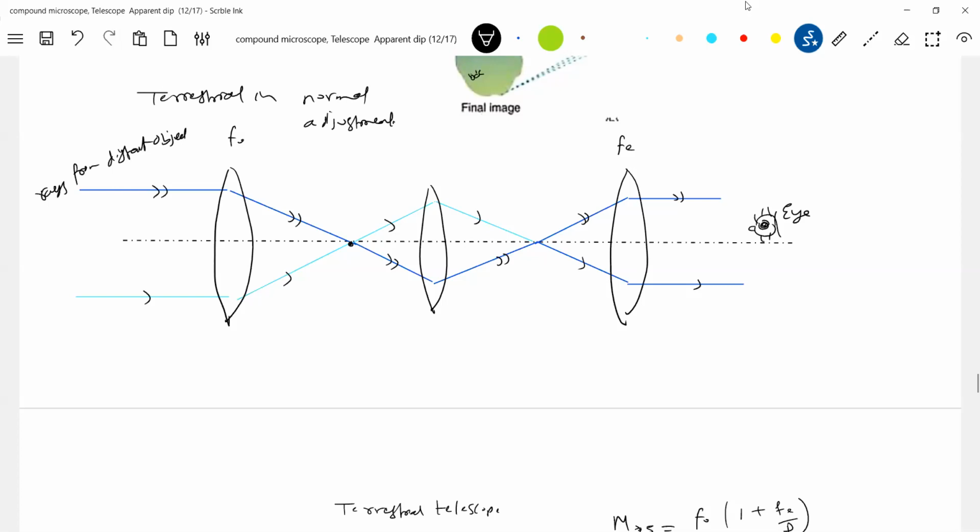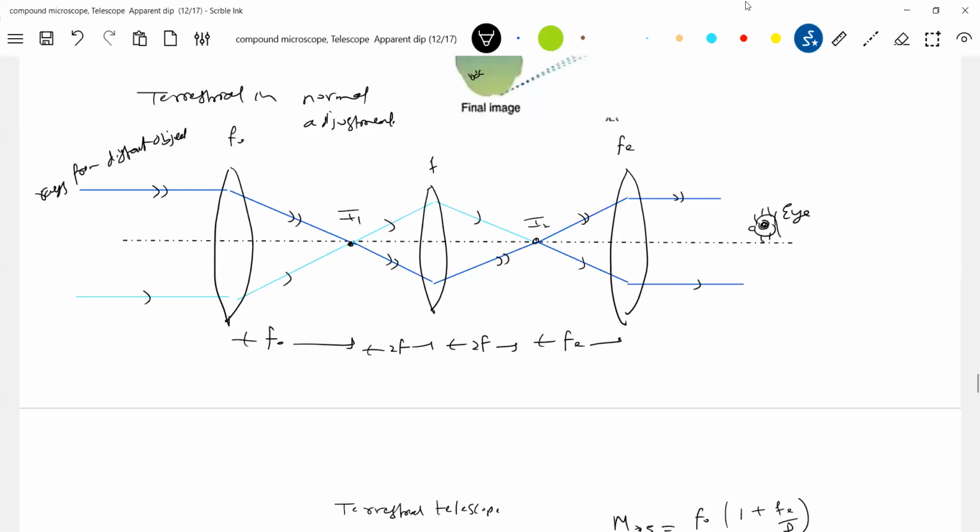Final image at infinity. So this is F naught. This is the erecting lens. The focal length of this is F. What should it do? If the image I1 is formed at 2F, that I1 will become the object for the erecting lens, and it will form the image again at 2F. Go back to ray optics. If this is Fe, the rays finally will become parallel.